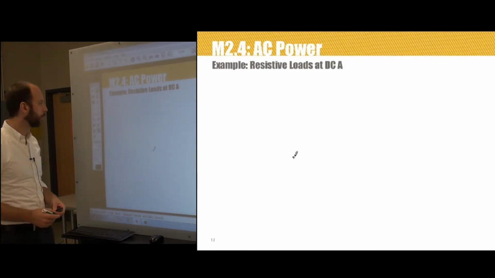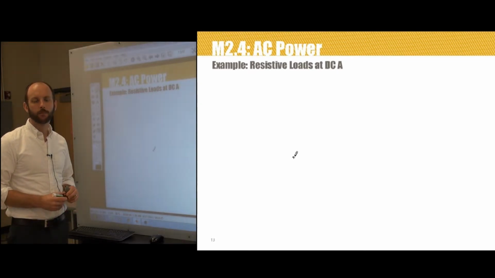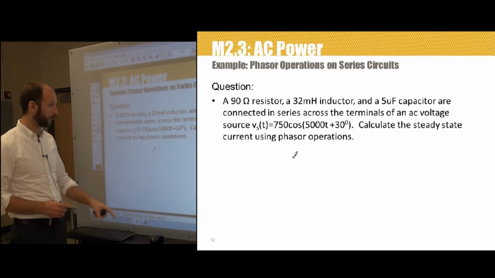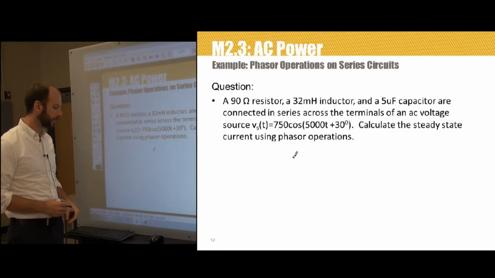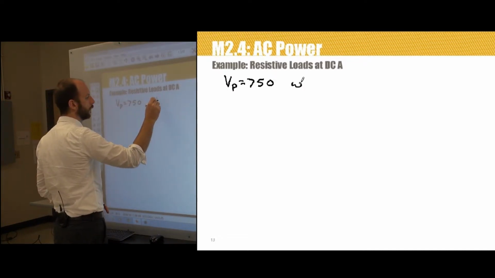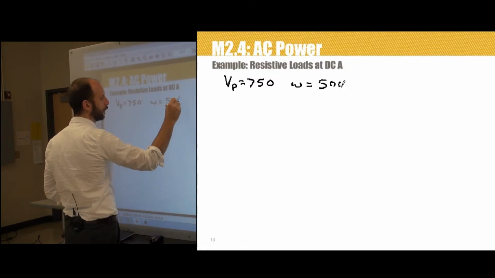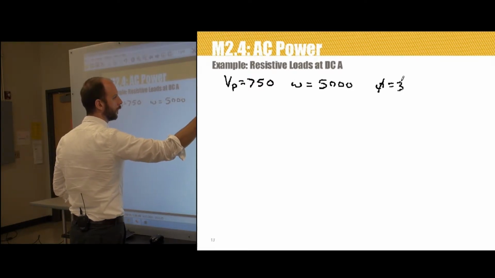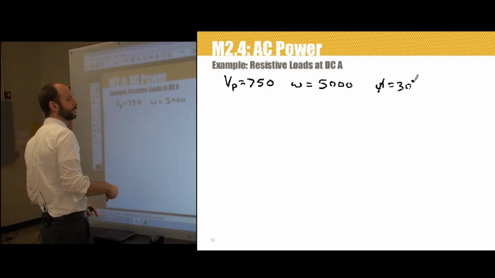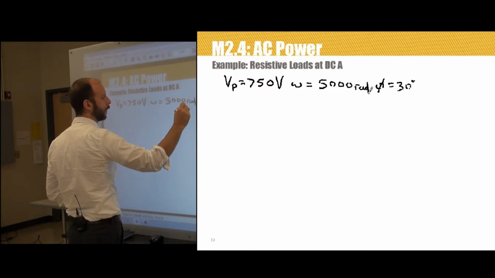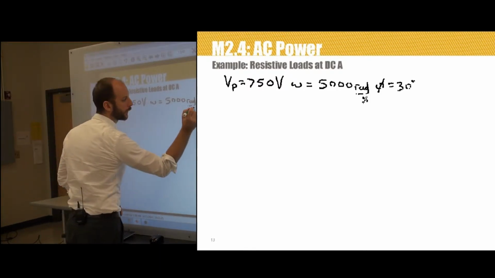So what we're going to do is first mine this for some information. We know that V peak is 750 volts, we know that omega is 5,000 radians per second, and we know phi is 30 degrees.